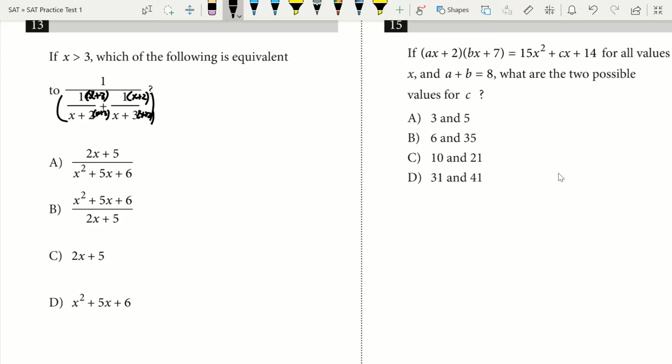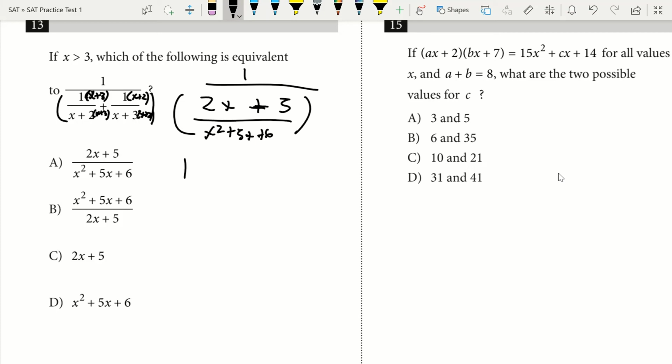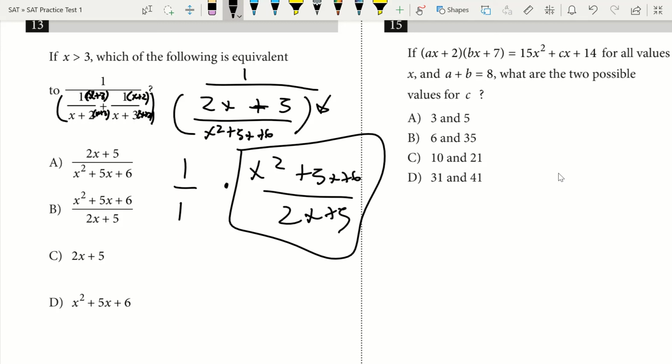So now I'm going to get x plus x, that's going to give me 2x, and then 3 plus 2, 2x plus 5, right? And this is all 1 over this. And in our denominator right here, we're going to have our x squared plus 5x plus 6. All right, what's this going to equate to? We're going to do 1 over 1, multiplied by the reciprocal of our denominator here. That's going to be x squared plus 5x plus 6 all over 2x plus 5. So we know that this right here is going to be our answer, and that's answer choice B.